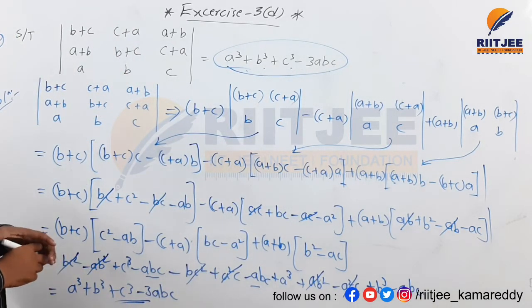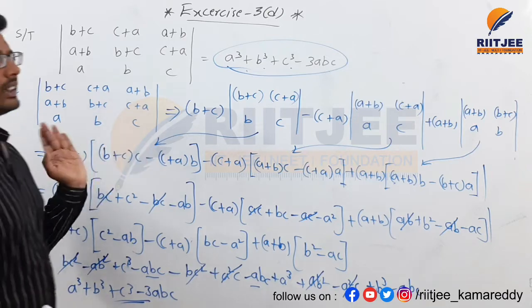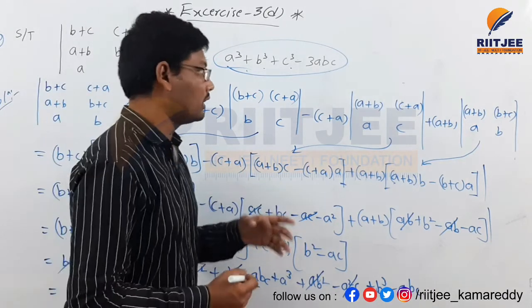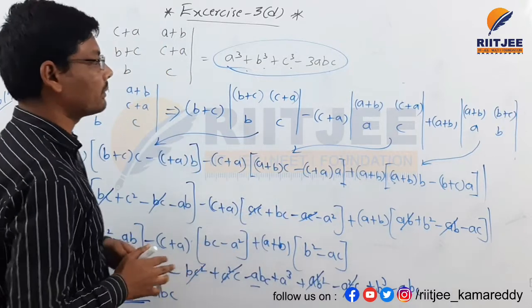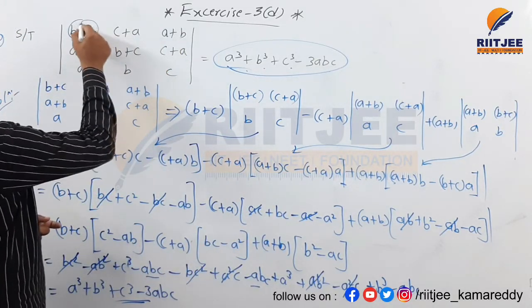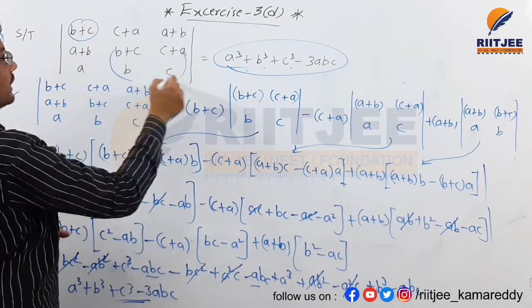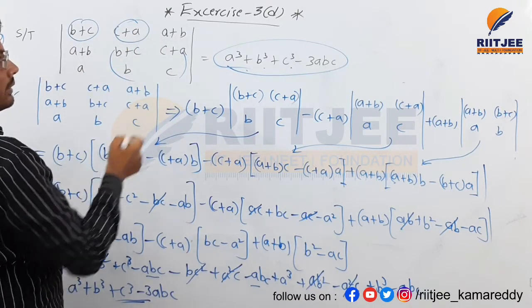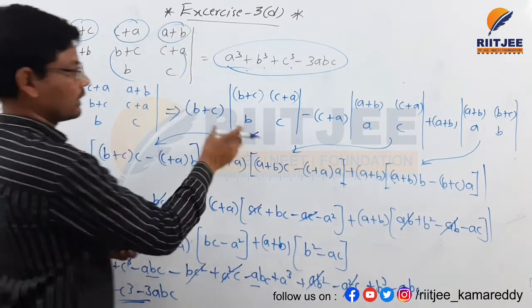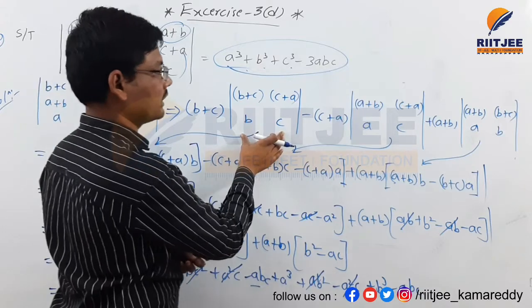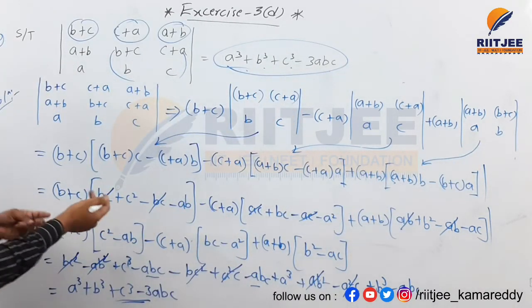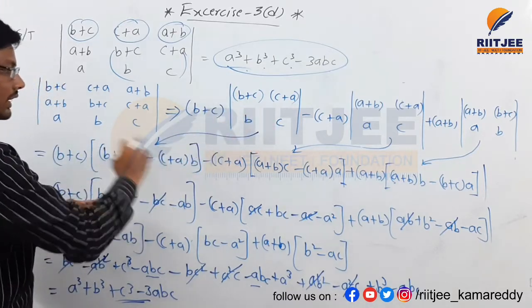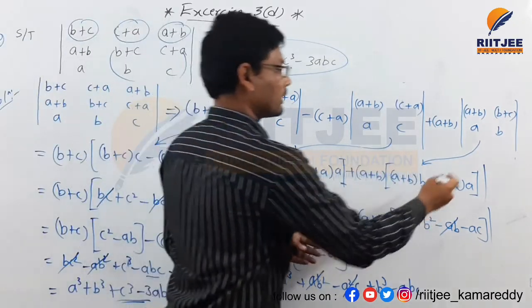First we need to find the determinants. No need to get confused here, no need to transform any rows and columns of this determinant. First we multiply this element, the second we take this element, and third we take this element. So B plus C into this determinant, C plus A into this determinant, A plus B into this determinant, finding determinants for each and every 2 by 2 determinant.